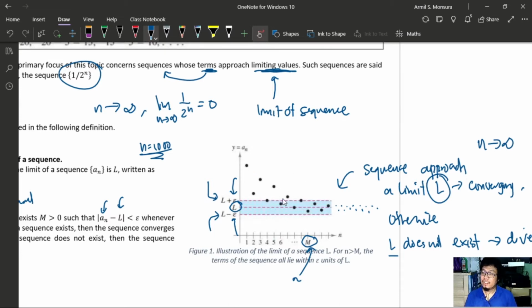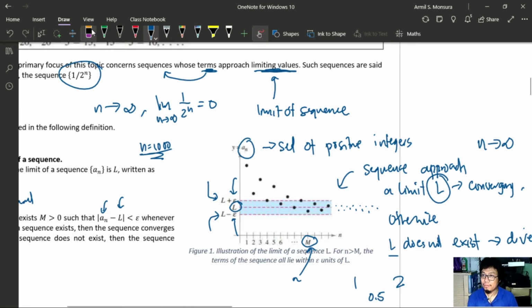Let me just emphasize why the graph of your sequence is not interconnected. Again, the domain of your a sub n is the set of positive integers. So therefore, values in between these integers, like for example the values between 1 and 2, such as 1.5, are not included.